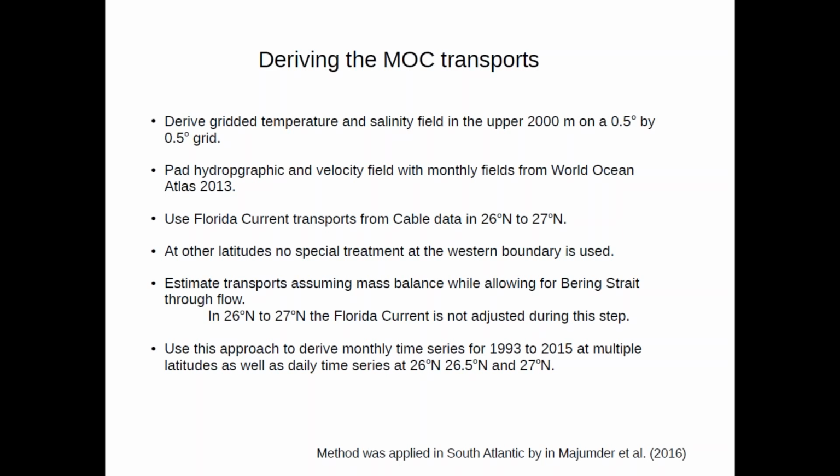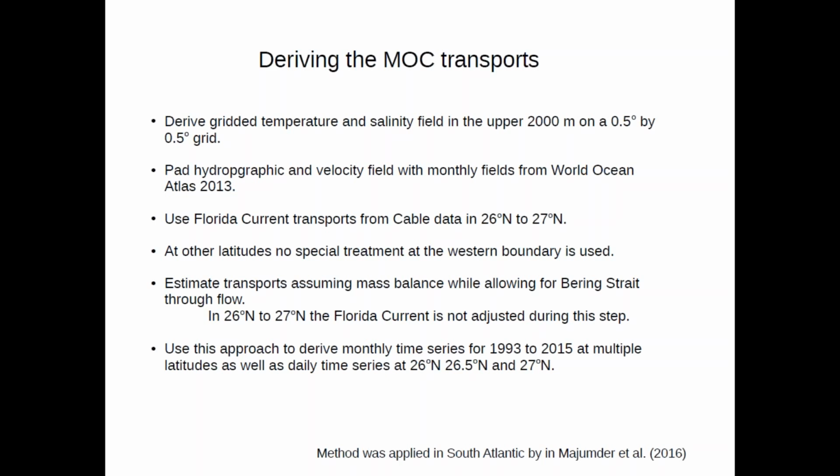And then at 26 to 27 north, I can do better at the boundary because I can actually use the cable data. And then at other latitudes, I don't have a special treatment. I don't have any long time series of observations of the velocity of the boundary currents. So I can only do this adjustment for the Florida cable.